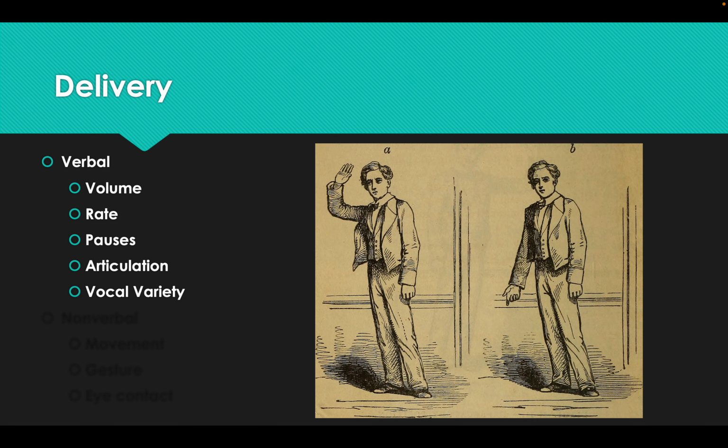And finally, delivery. It's going to be pretty much the same concerns as we had last time, and you can look at the rubric for this speech. Verbal and nonverbal things that I'm looking for include volume, rate, pauses, articulation, vocal variety. For the nonverbal elements, movement, gesture, and eye contact.